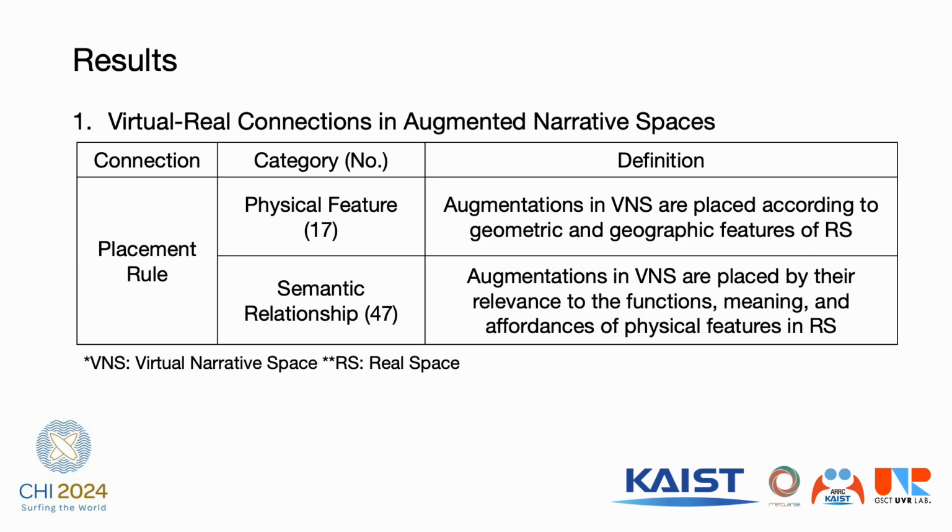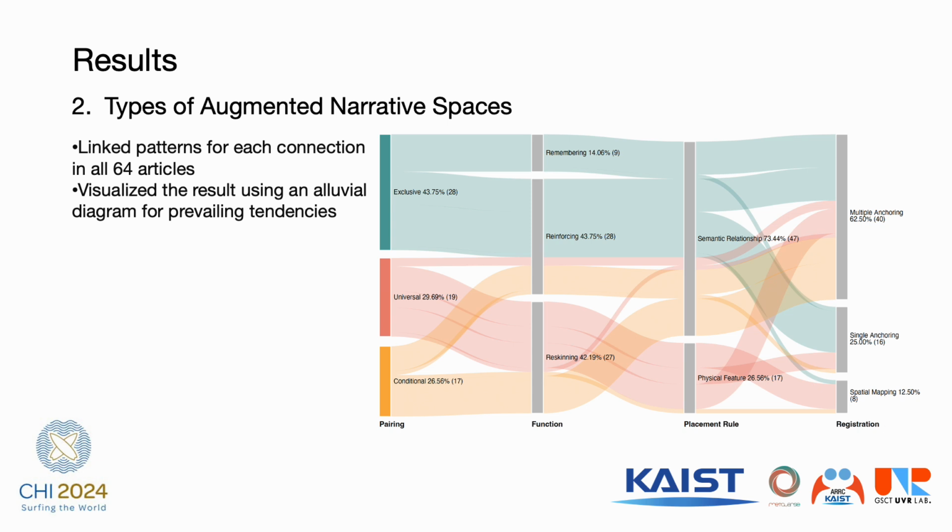In terms of placement, augmentations in the virtual narrative space are either positioned according to the geometric and geographic features of the real space or by their relevance to the function, meaning, and affordances of those physical features in the real space.